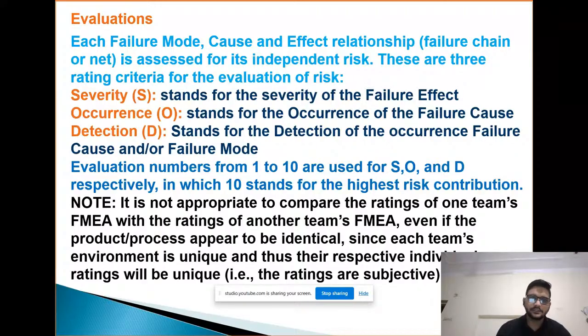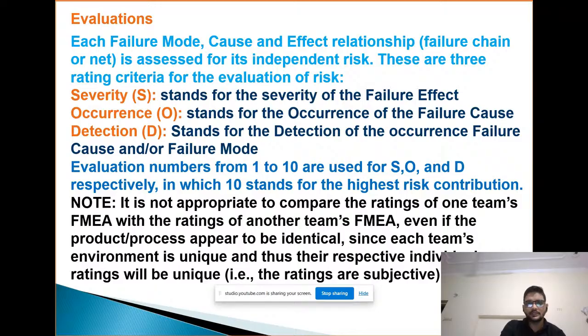That is incorporated in the form of the occurrence table. Next is the reduction table. Reduction stands for the occurrence of failure cause or failure mode. Both. Reduction is for both: first the occurrence of failure cause and failure mode. Now, evaluation numbers from 1 to 10 are used for the severity, occurrence and reduction tables respectively, in which 10 stands for the highest risk contribution.